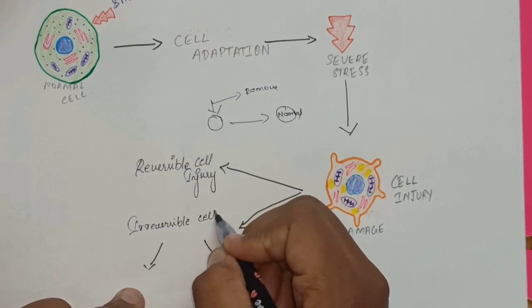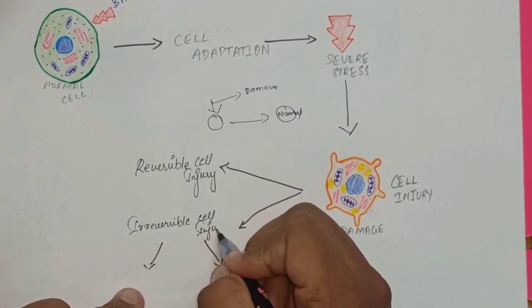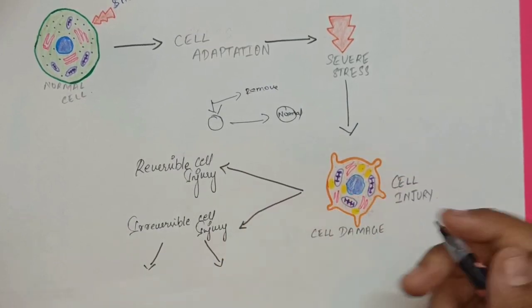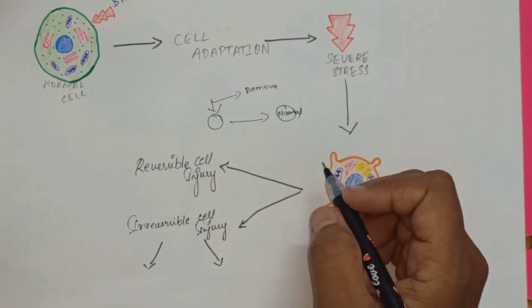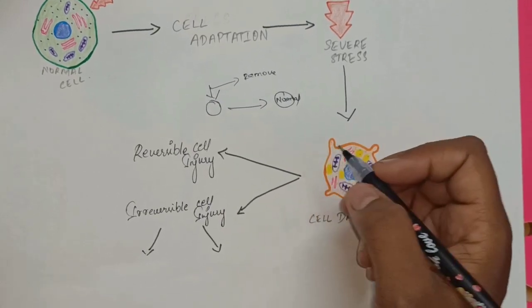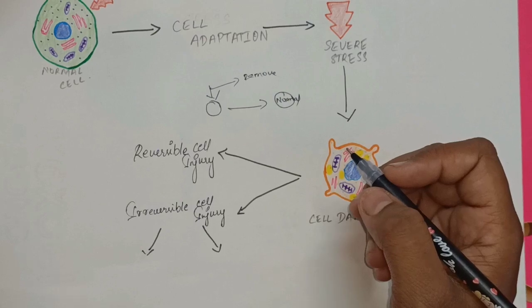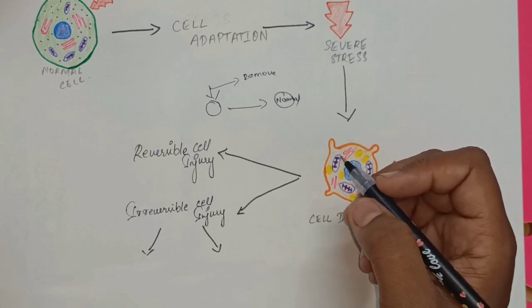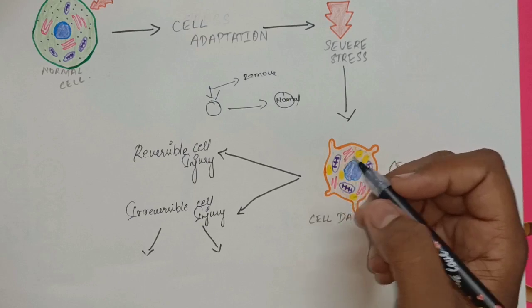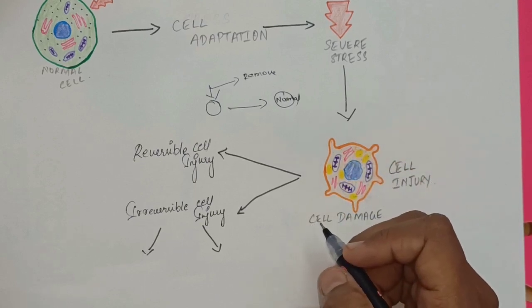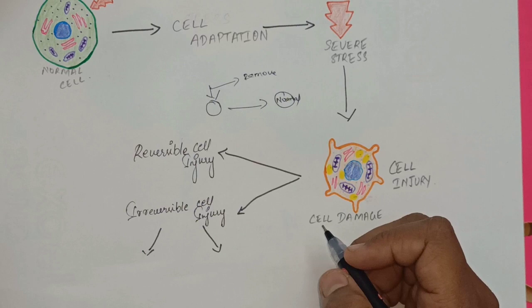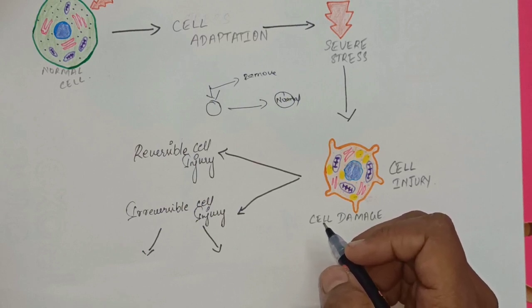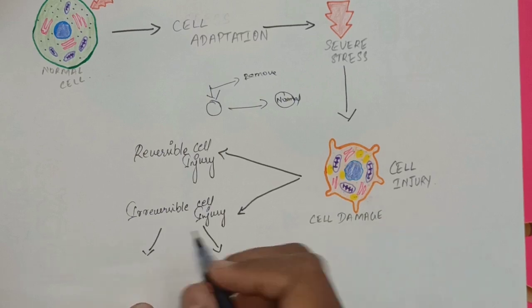Next one is irreversible cell injury. Once the limitations are exceeded, definitely the damage will occur to the cell, and that is called irreversible cell injury, or also called cell death. You have two things in that, necrosis and apoptosis. We will be dealing with those in upcoming classes. Irreversible cell injury is nothing but, even once the stimulus is removed, the cell will not regain its health and will not come back as a normal cell.